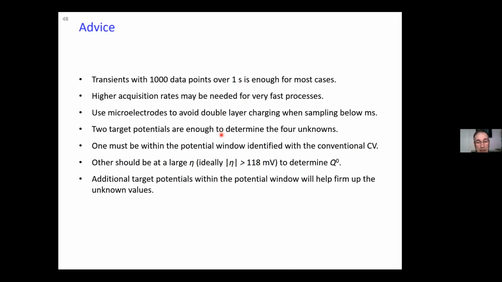And as I mentioned, we just need 2 target potentials to determine the 4 unknowns. One potential step should be in the potential window identified for the conventional voltammogram, and then the other potential step should ideally be within 120 millivolts of the E0, if we want to determine the initial coverage for the species.